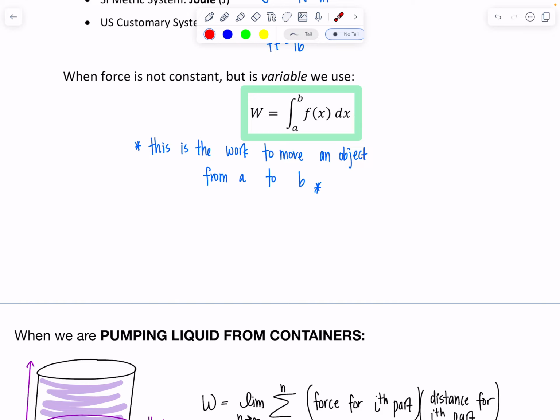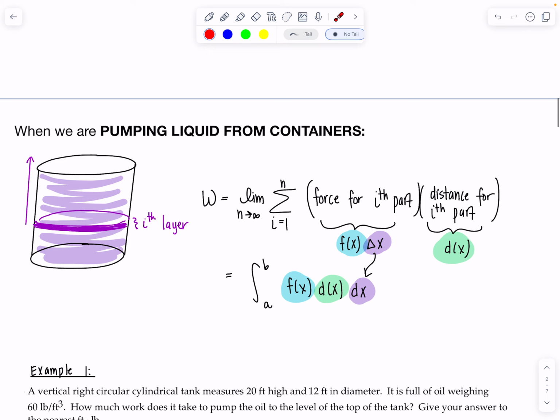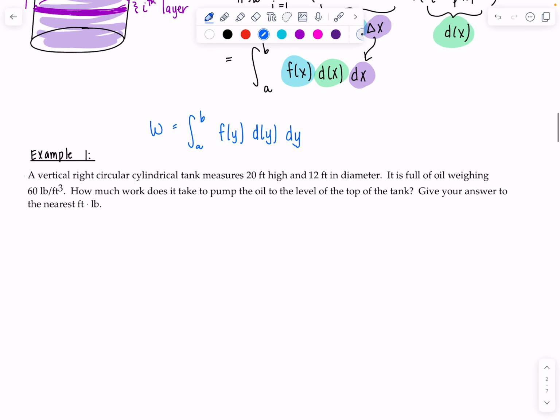Okay, again, most of the time we pump the liquids vertically. So if you want to use y to represent the height instead of x, you can, and that's what I'm going to do for these problems. So the formula I'm going to use looks more like the integral from a to b of f of y, d of y, dy. But x's or y's, it doesn't matter. Okay, are you ready? It's going to feel a little overwhelming at first, and then you'll be fine. I'm going to give you a step-by-step method.